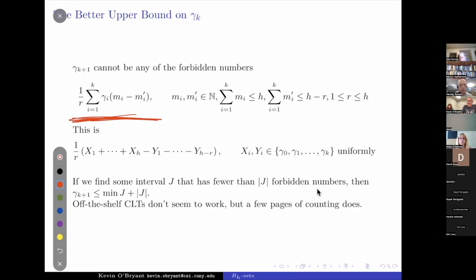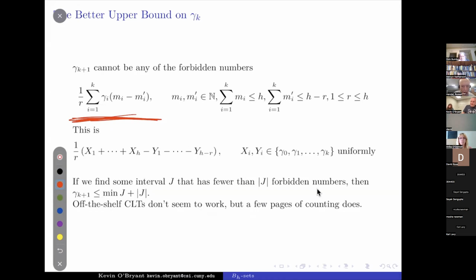And that bounds my value for gamma k plus 1. So the goal is to look for an interval j that has fewer than the cardinality of j forbidden numbers, and then I get a bound on gamma sub k plus 1. That's it.